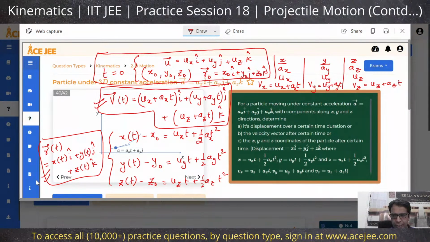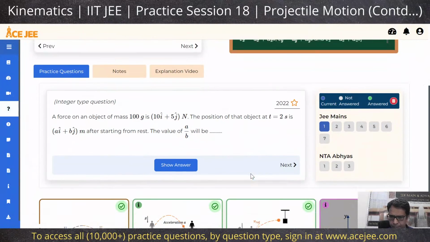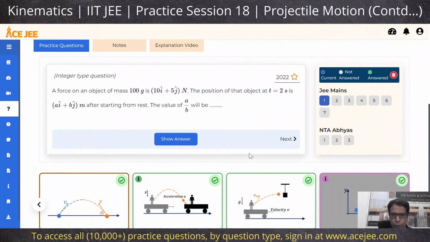So now let's go ahead and solve a sample problem. Looks like there are quite a few questions from JEE Mains. So let's quickly solve all these 7 questions or 10 questions, and then we'll move on to the other questions. Please start with this one.